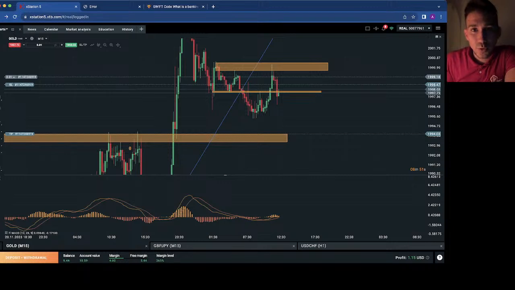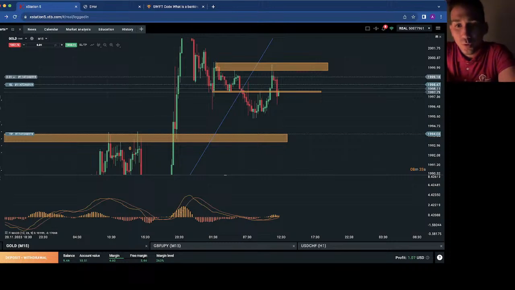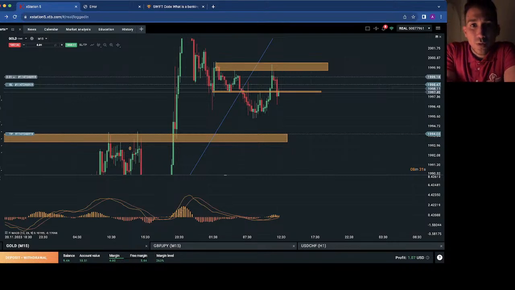But if not, then we just wait for a continuation on a retouch, maybe on our previous area, and then if we pass that, we're going to search for an uptrend and more buying activities, more trades on the buy side. But for now, we just wait to see what the market is showing, what the market wants to do.